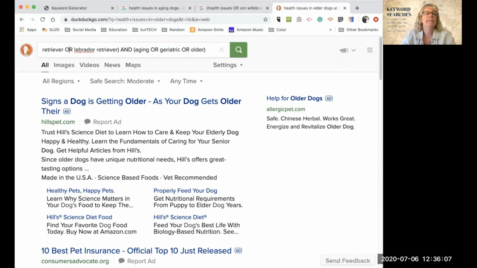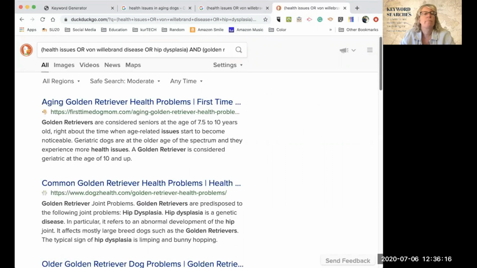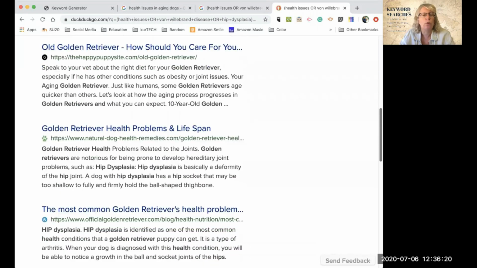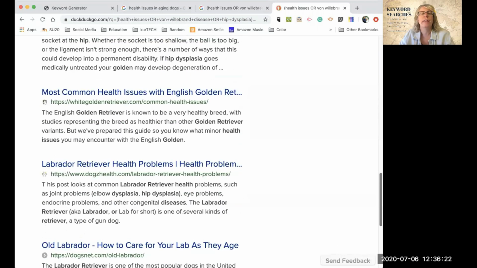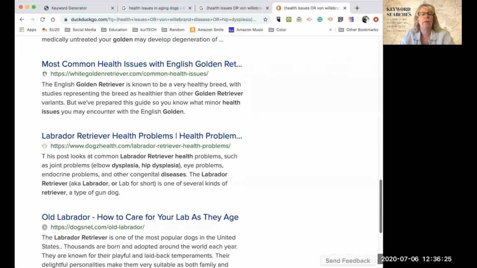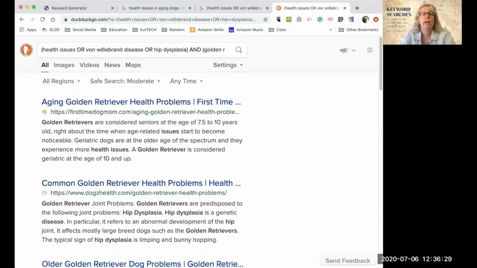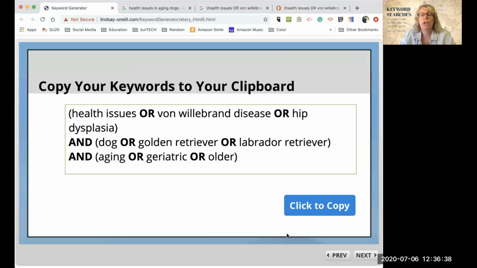I'm going to go ahead and take the or dog out because that's a little too general. And let's see if this gives me anything different. Aging golden retriever problems, common golden retriever health problems, my old golden retriever. Yeah, so definitely it has Labrador retriever health problems. It has definitely narrowed down the search. And so DuckDuckGo might be, after you listen to the videos this week, one you want to go with. But the main idea is this keyword generator.